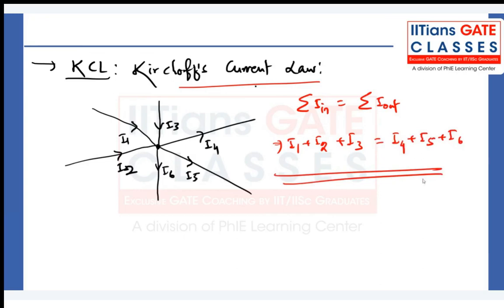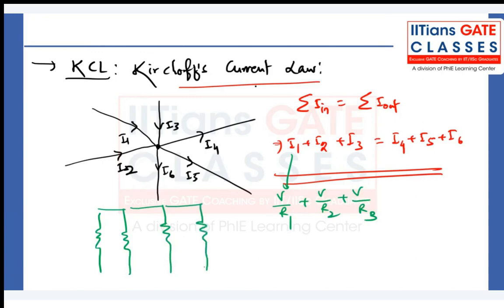And if you write the current in terms of voltage and resistances, suppose you're writing this current like V by R1 plus V by R2 plus V by R3. Suppose all resistances are connected in parallel like this, and the voltages are the same in parallel, always keep in mind. So we are writing V by R1, V by R2, V by R3 equal to V by R4 plus V by R5 plus V by R6.